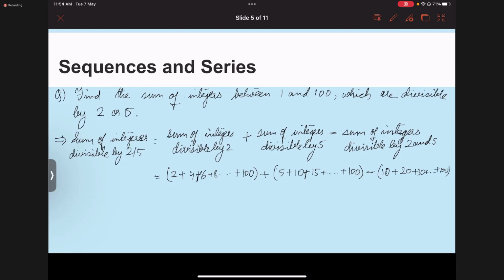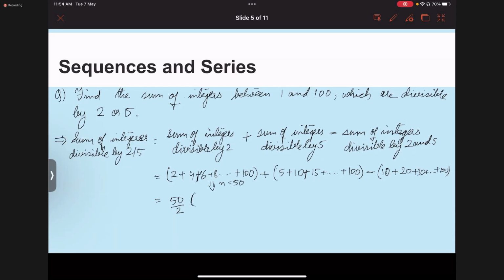Okay, so this is what we have. Now, between 1 to 100, you have 100 terms entirely, and half of them are odd numbers and half of them are even numbers. All the even numbers are divisible by 2. So you have a total of 50 numbers which are divisible by 2. So you can convert this sum by taking n equal to 50, because there are only 50 numbers between 1 to 100 which are divisible by 2. So you can write this as 50 by 2.